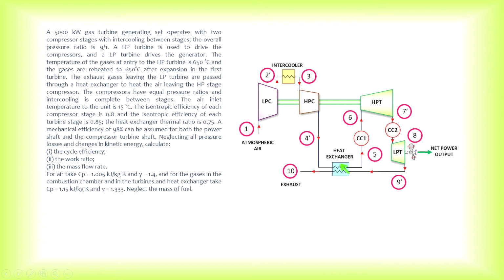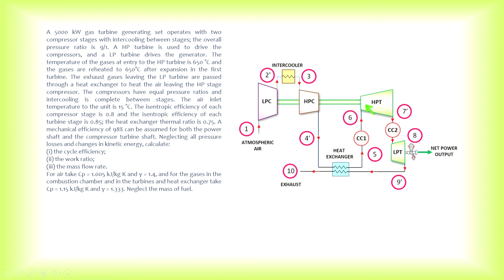This would be the air stream. This will be the hot gas. So again, you have heat exchange from the hot gas to the air. Then you have 4 prime going into the heat exchanger and 5 leaving the heat exchanger, or the regenerator. Then it goes into the first combustor, or combustion chamber, where it undergoes constant pressure heating and leaves as hot gas at state point 6.